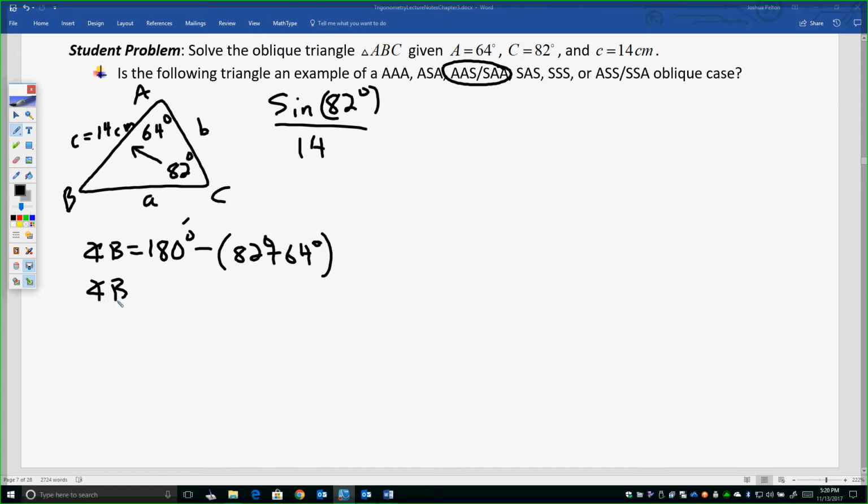So angle B gives us 34 degrees. Okay, there we go. Alright, so now we can find our remaining sides A and B. It doesn't matter which one you do first.